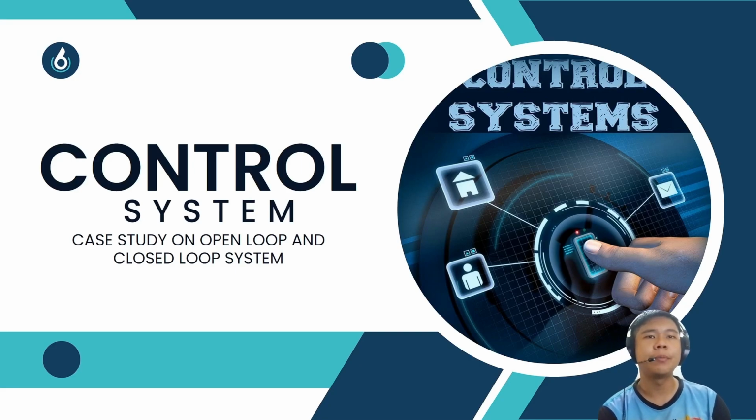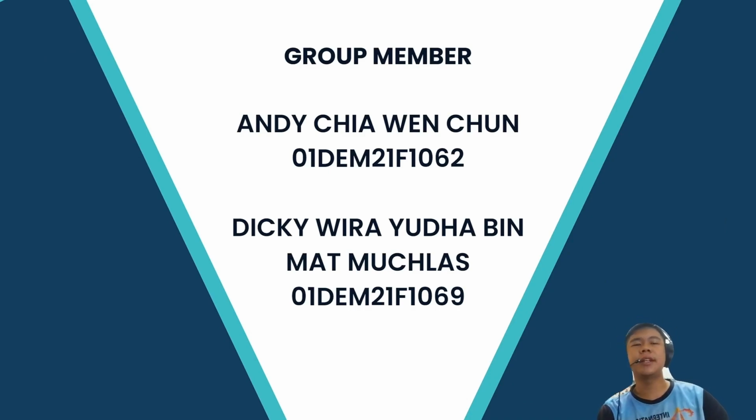Today, we're going to present about control system on our case study that is based on closed loop and open loop system. As you can see, my team has two group members, that is myself and Dicky, with matrix number 01DEM21F1062 and my partner Dicky Wira with matrix number 01DEM21F1069.